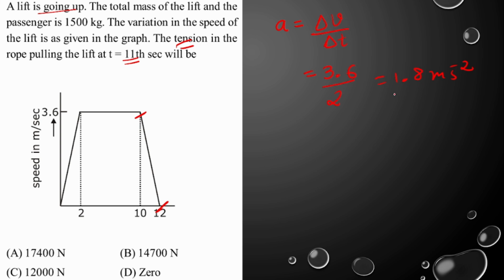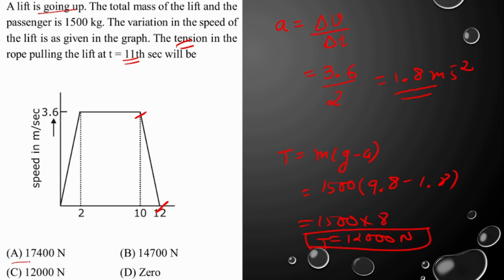This is retarded motion, and for retarded motion the tension T equals m into g minus a. If the lift is going upward, then the equation will be g plus a, but if the lift is retarded, the acceleration is in the downward direction, then the equation becomes m into g minus a. The mass is 1500, g is 9.8 minus 1.8, so this is 1500 into 8. So the answer is 12,000 Newton. This much tension is acting.